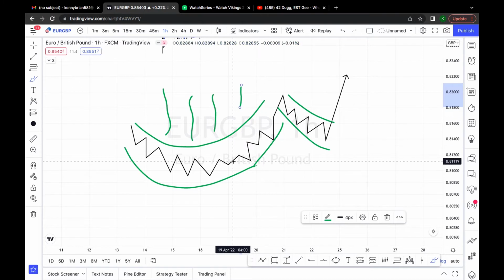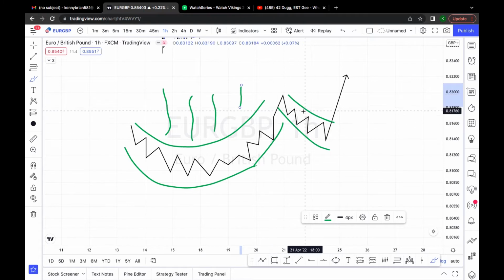You guys can see, put some steam in it too, you know. So what you do is you wait for, you can't just take the trade with a cup, right? You also have to wait for the handle to then break, retest, then you buy, right? So let me show you the example in the charts.